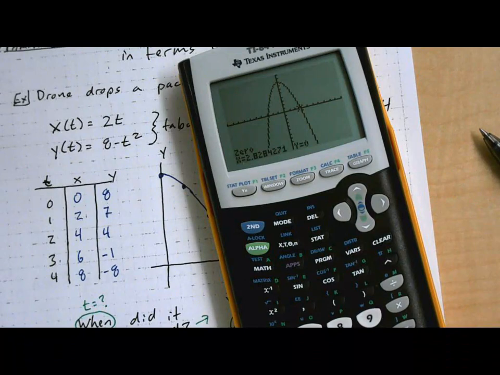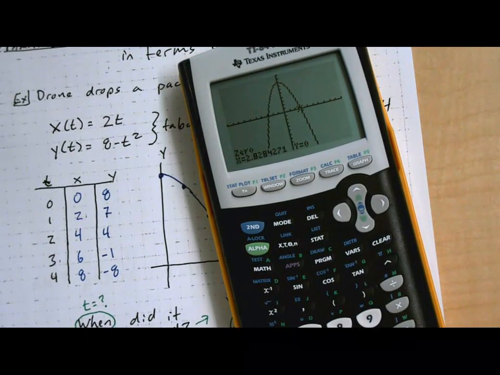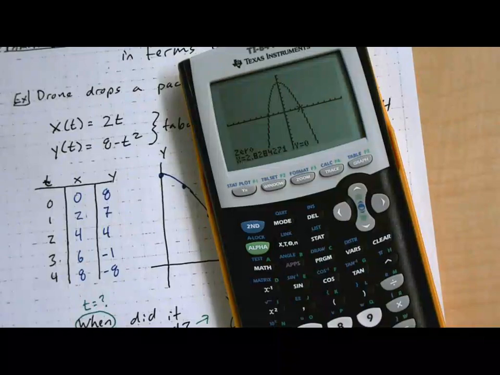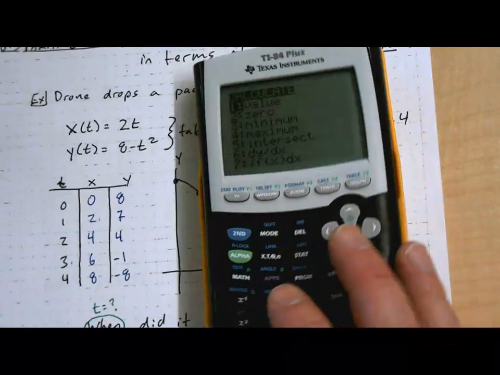The question is, should we use intersect? We can only use intersect if we have two functions going on. So if you graphed a second function that said y equals 0, you could use intersect. Or you could just use the 0 option in the menu.